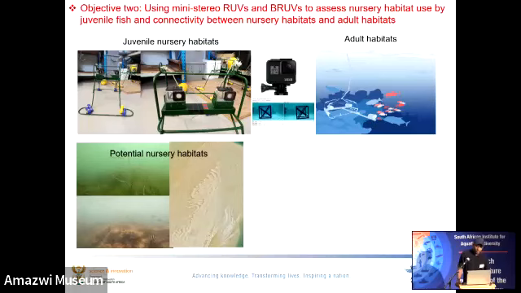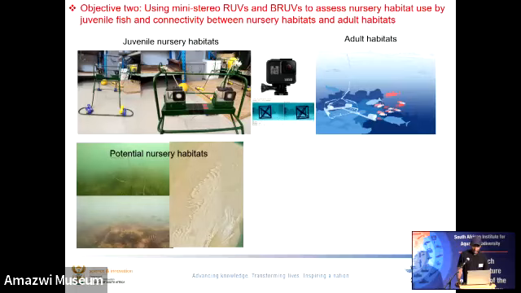And then we will be using the mini stereo-RAVs and BRAVs to assess nursery habitat used by juvenile fish and connectivity between nursery habitats and adult habitats. So we have these mini stereo-RAVs on your left that we specially designed to sample juvenile fish. They have the length between the camera lenses a bit smaller than the ones that you are used to. And then we will deploy those for 60 minutes in the shallow, potential nursery habitats, both in the seagrass and the nearshore marine environment.